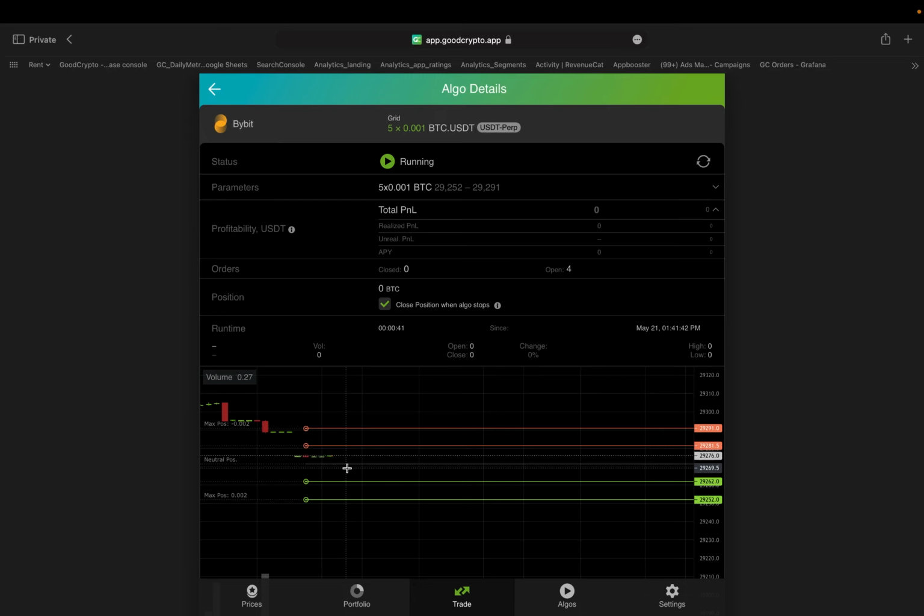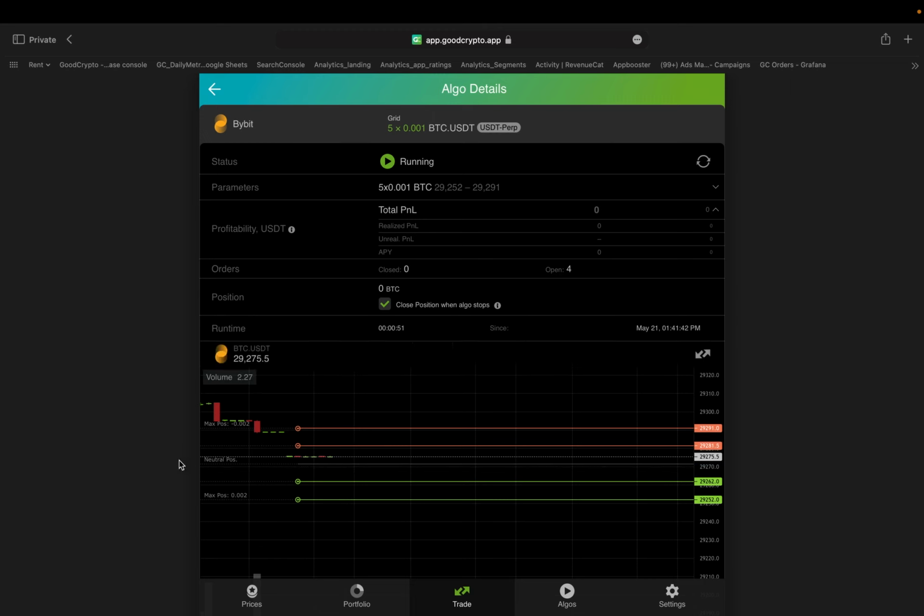So, sorry for that. Okay, that's also bad. So let's wait and see when the price moves up or down and hits one of the levels, what happens.